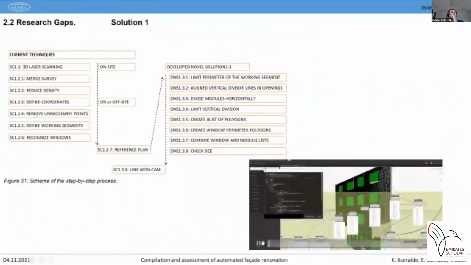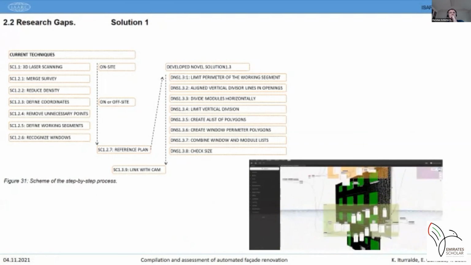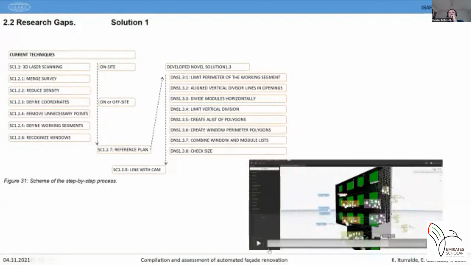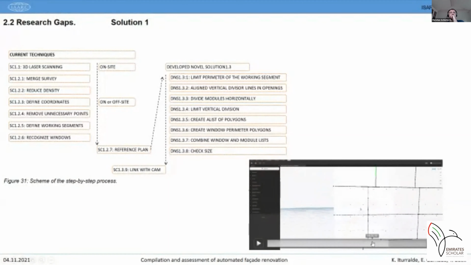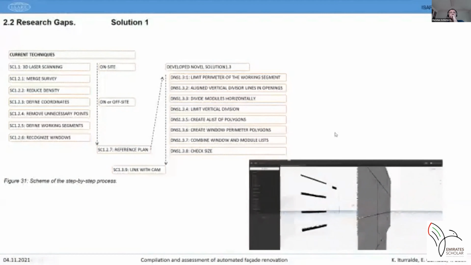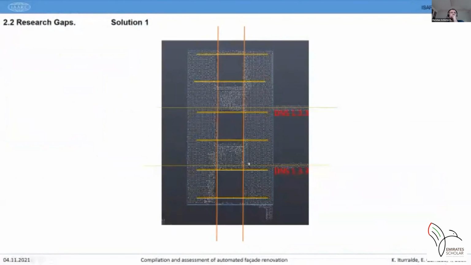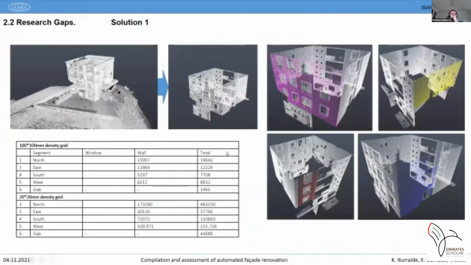So for this purpose, some algorithms were created in Python, and in Dynamo these algorithms were compiled, and the solution was to determine the layout of the modules, as you can see on this video, which consisted of determining the perimeter, the line of the windows, the horizontal lines, also the lines of horizontal division of the modules, and the polygons of the modules as well.